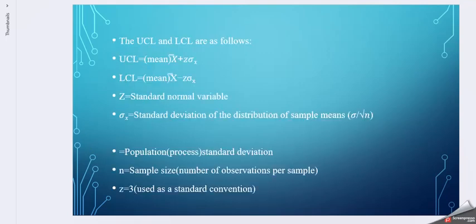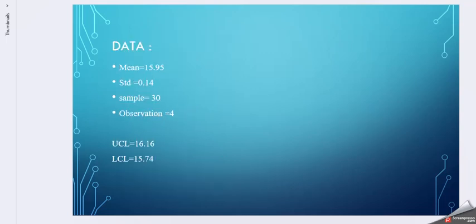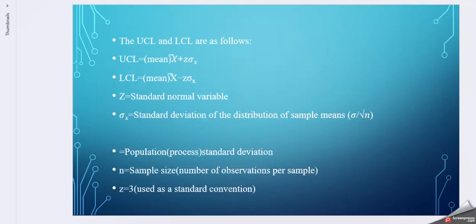I'm also trying to give you the formula for how you calculate UCL and LCL. So X double bar, Z, and then we have sigma of X, standard deviation for X. Here you can see the Z value is considered as 3, and the N is the number of samples. In this case the number of samples is 30 and observations is 4. Okay, so let's move to Excel.